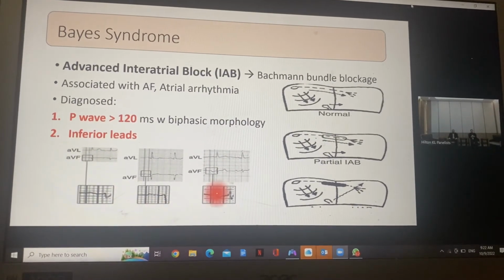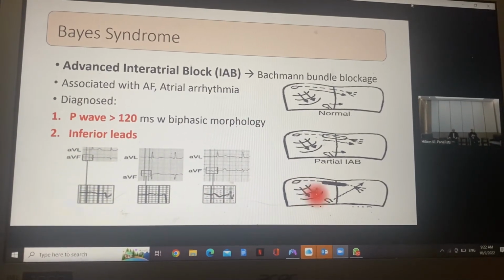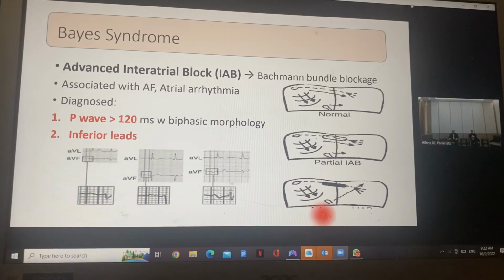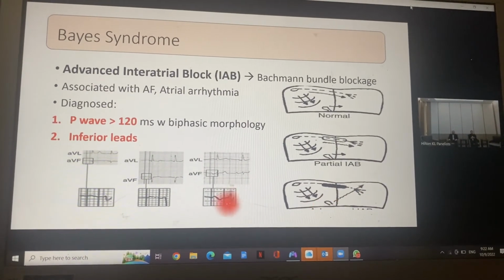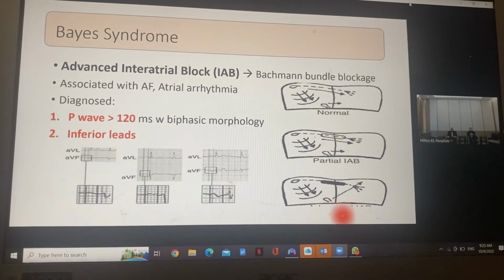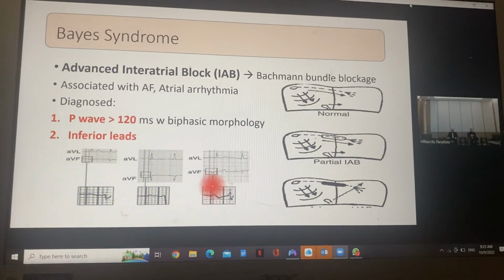And look at the inferior leads as well, because if they have a complete Bayes syndrome, the connection goes to below the AV node and then goes back to the left atrium via the CS and so on. So when they have Bayes syndrome with complete interatrial block, they will have a negative P wave, the second component, in the inferior leads.